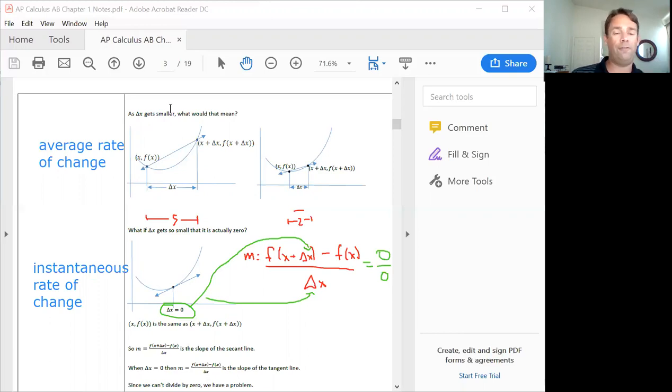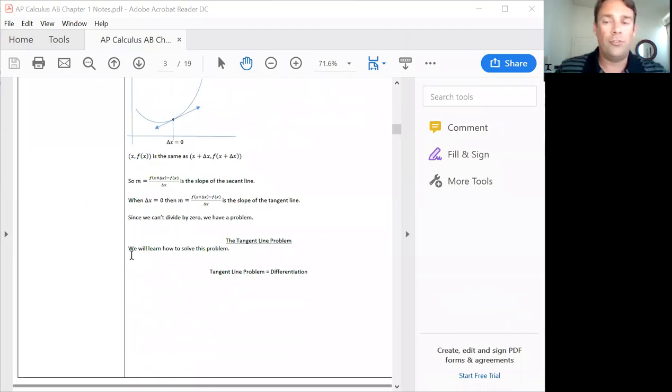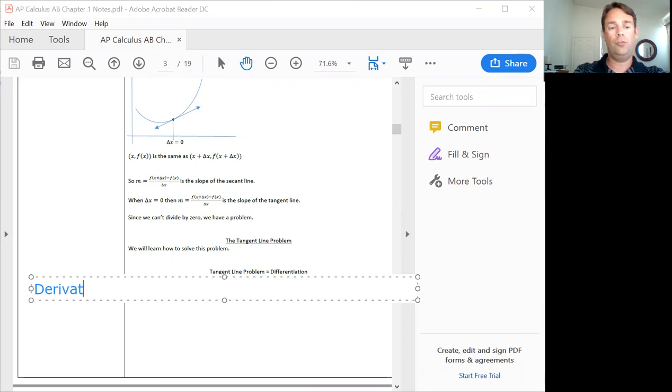In other words, we can figure out how fast something is changing, and not just of a curve, but of anything. This idea of learning to find the slope at a single point, learning to figure out the instantaneous rate of change, that is the idea of differentiating. So that's what a derivative is. Derivatives are nothing more than figuring out the instantaneous rate of change.